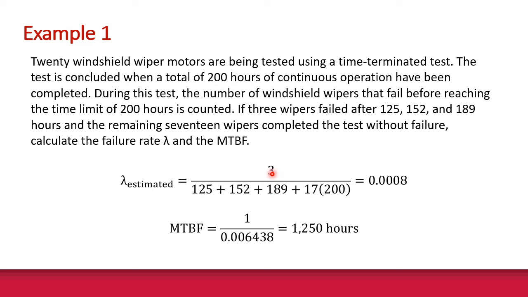So here we can simply plug in our formulas. 3 windshield wipers failed. We can divide by the number of hours that it took. So 1 failed at 125 hours, 1 failed at 152 hours, 1 failed at 189 hours. And 17 kept working for the entire time period, so we have to include that in the denominator as well. So we calculate this, we get 0.0008, and I rounded this off. If you take the reciprocal of this number, you get the mean time between failures is 1,250 hours.